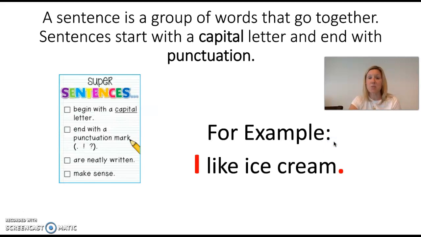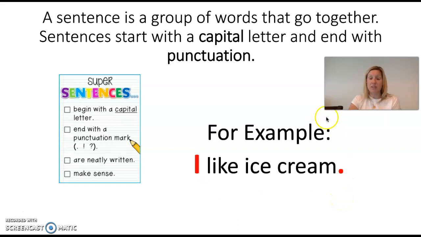A sentence is a group of words that go together. Sentences start with a capital letter and end with punctuation. For example, I like ice cream. That's a sentence right there.